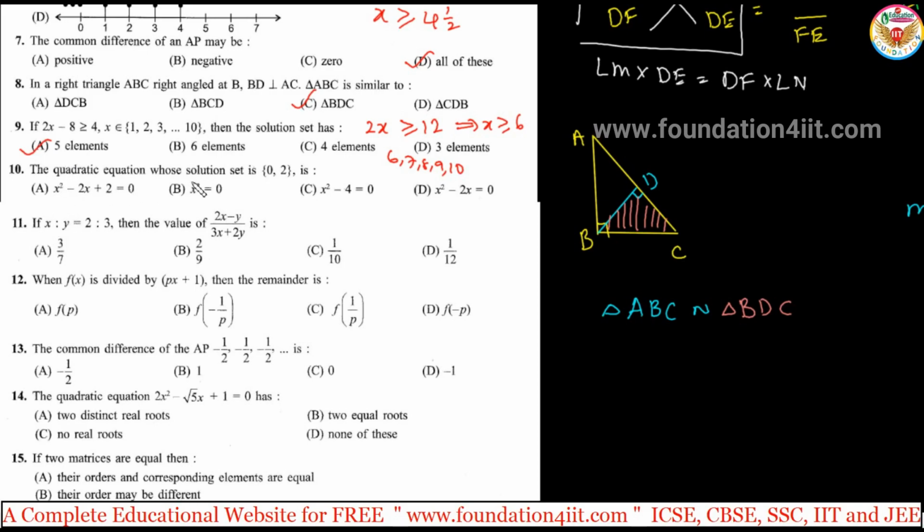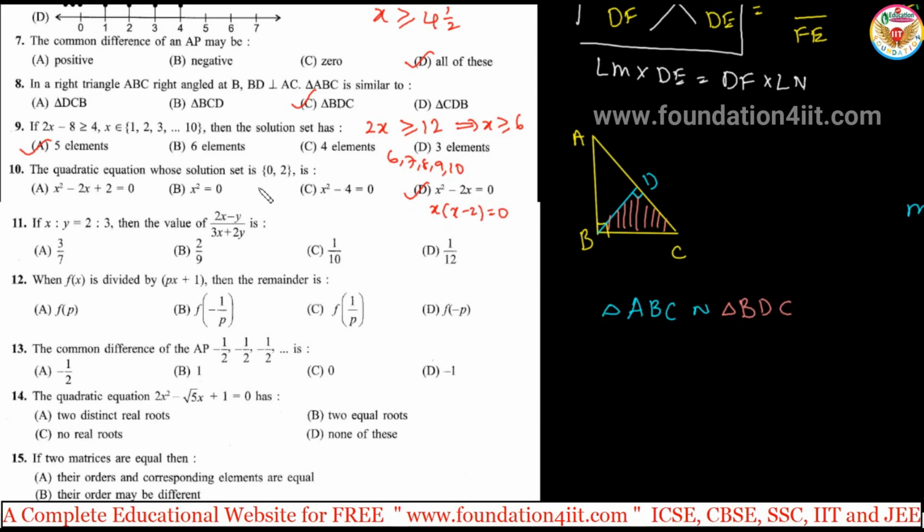And the quadratic equation whose solution set is 0, 2. 0, 2 means this is not x square minus 4 equals 0, where x is equal to plus or minus 2, so not D. We can take x common: x into x minus 2 is equal to 0. Then x is equal to 0 and x minus 2 is 0, so 0 comma 2.